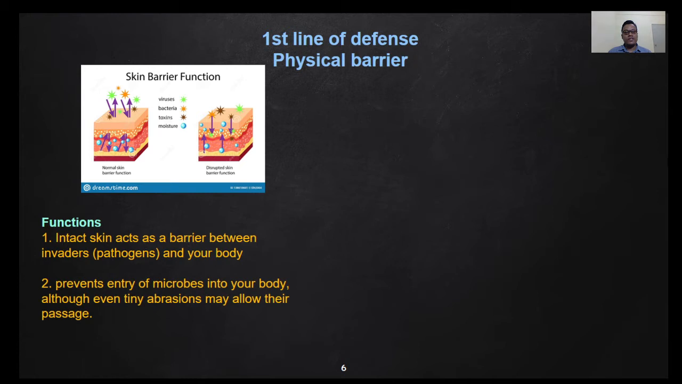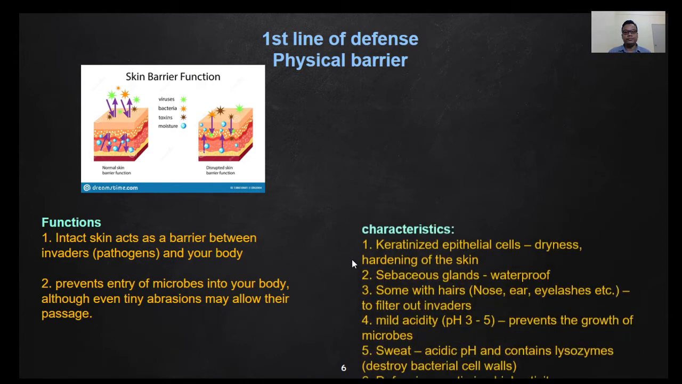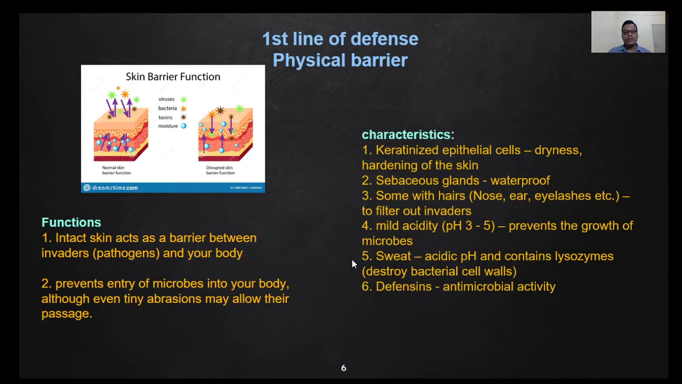So for the first line of defense, our skin is a physical barrier. Intact skin acts as a barrier between the invaders and your body. Skin prevents entry of microbes into your body, although even tiny abrasions or cuts may allow their passage. Among the characteristics of skin, it has epithelial cells, which give the skin its dryness and hardening. This provides a physical barrier for the microbes.